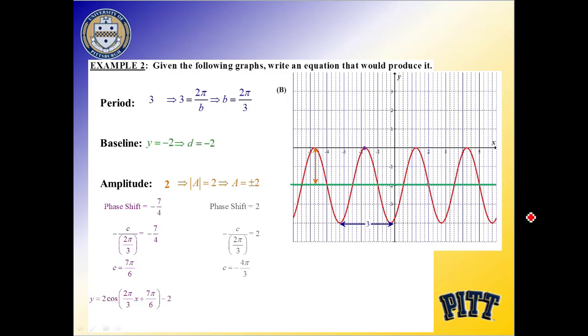If I'm starting at this baseline, I'm going to be using a sine function this time. And since the graph, as I move from left to right, starts moving down, whereas a typical sine function starts by moving up, I do have a reversal. So when I write the equation, I'm going to have y equals -2 times the sine of 2 pi over 3x minus 4 pi over 3, minus 2.